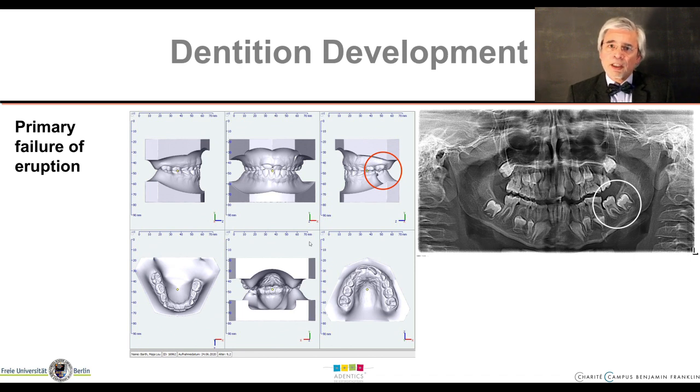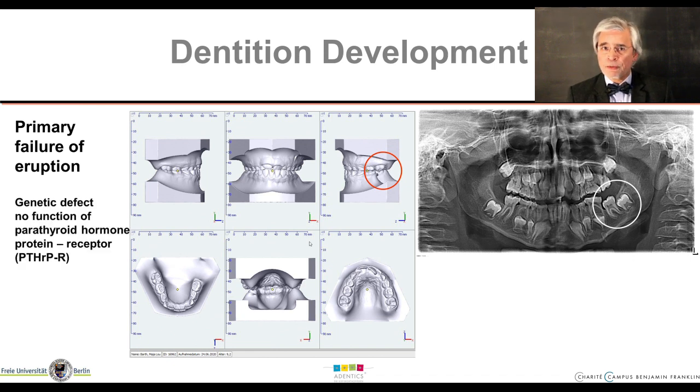It is highly probable that this patient has a primary failure of eruption. As far as we know today, this is related to a certain genetic defect, with the consequence that the parathyroid hormone protein receptor does not function as it should. And now you know why we briefly mentioned also the molecular aspects of tooth eruption earlier. It just did not start there.